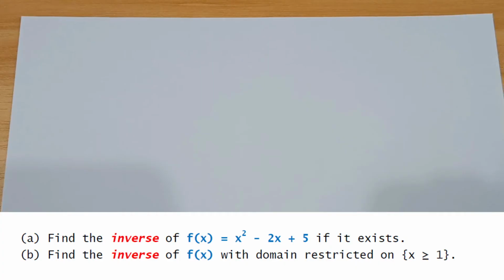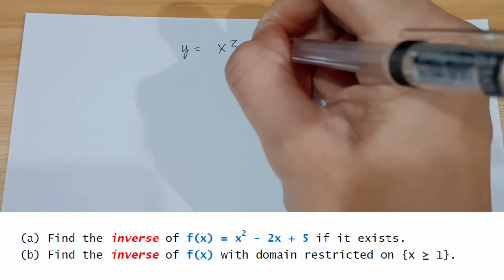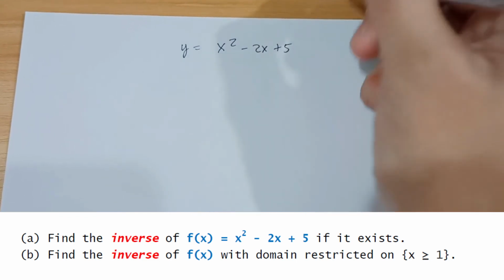Last problem natin, find the inverse of f of x, ito ay naka-quadratic tayo. So, if it exists, nag-i-exist kaya yan? Para malaman natin if nag-exist siya, i-graph natin tapos i-test natin using horizontal line test. Kapag 1 point lang yung tumama, ibig sabihin 1 to 1 siya, meron siyang inverse.